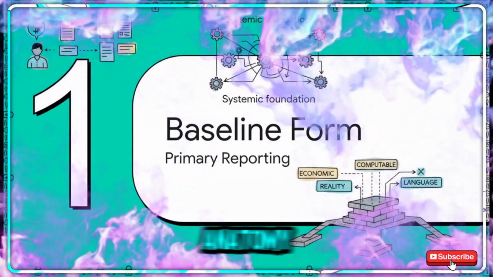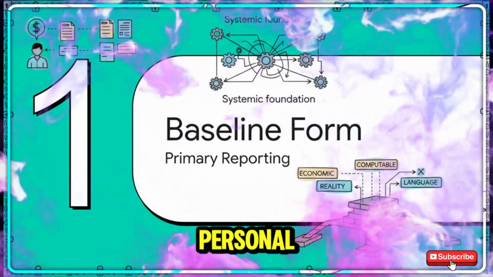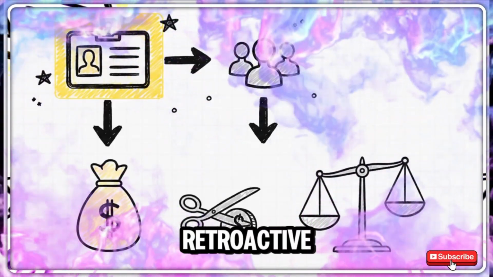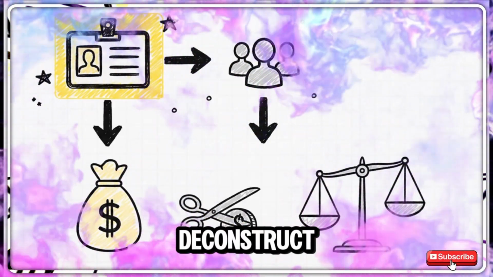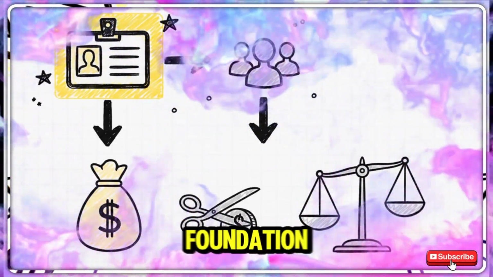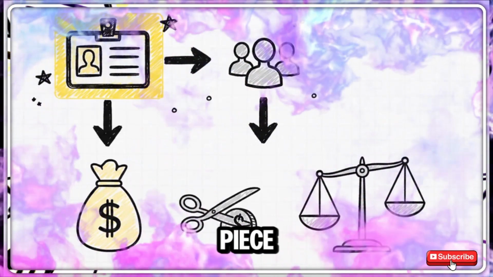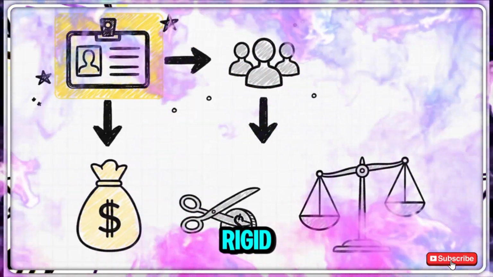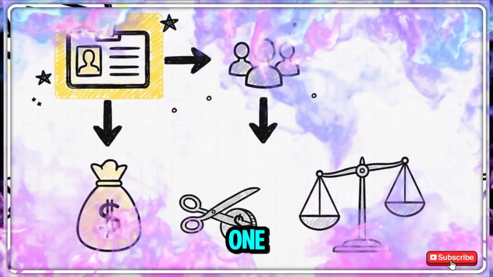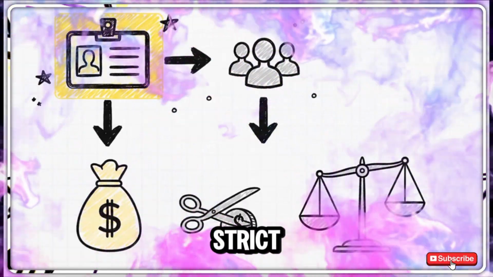Section 1, Anatomy of the Baseline Form. This is the primary personal federal reporting document. Before we can even think about retroactive amendments, we've got to deconstruct the primary document itself, right? This form is literally the foundation for all federal personal income tax assessments. It's not just a piece of paperwork. Think of it as a rigid structure built to translate the economic reality of millions of people into one standardized computable language. And it flows in a very strict chronological sequence.